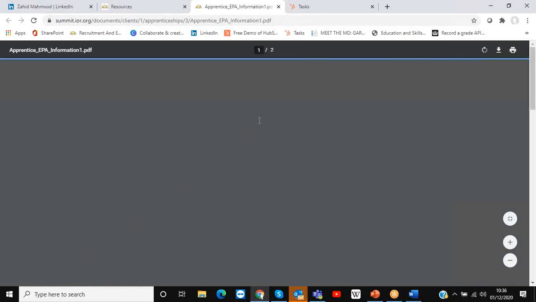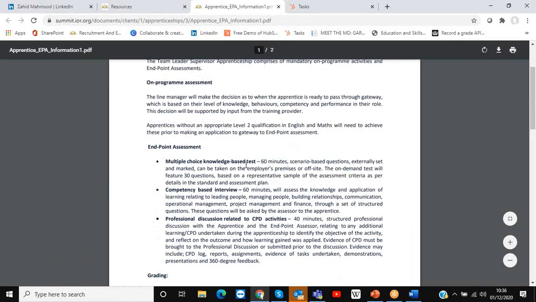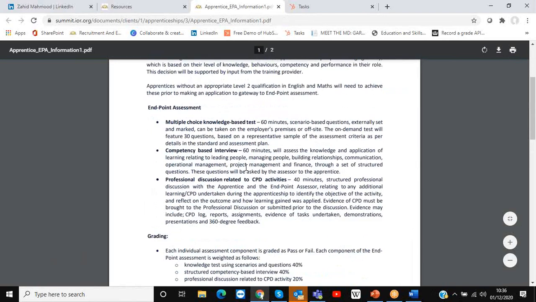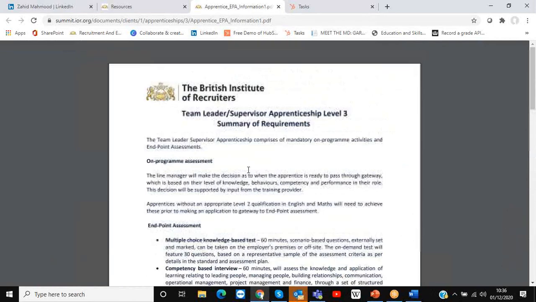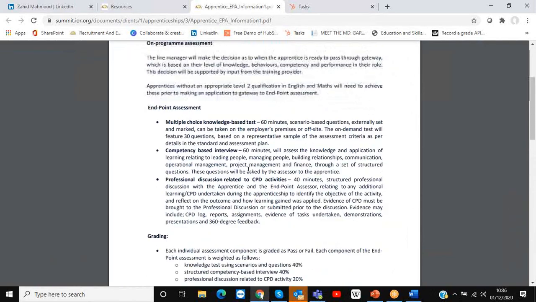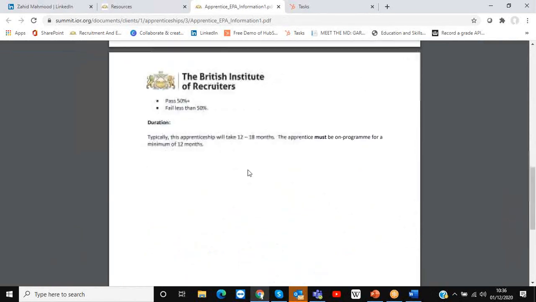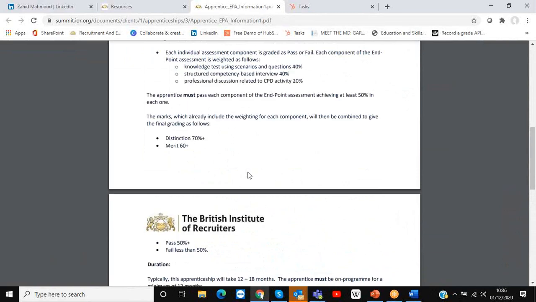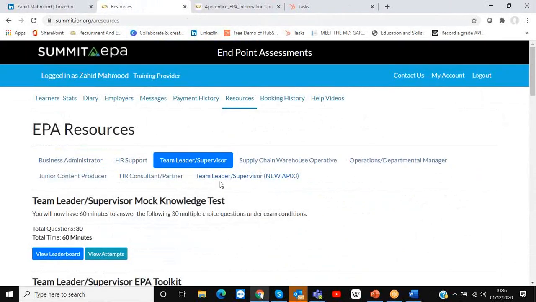I'm just going to open this document here very quickly. So this basically guides the apprentice. It explains what the EPA looks like, and this is something that they can pick up really early on and get to grips with their endpoint assessment there. And then we've got the new assessment plan for team leader supervisor.